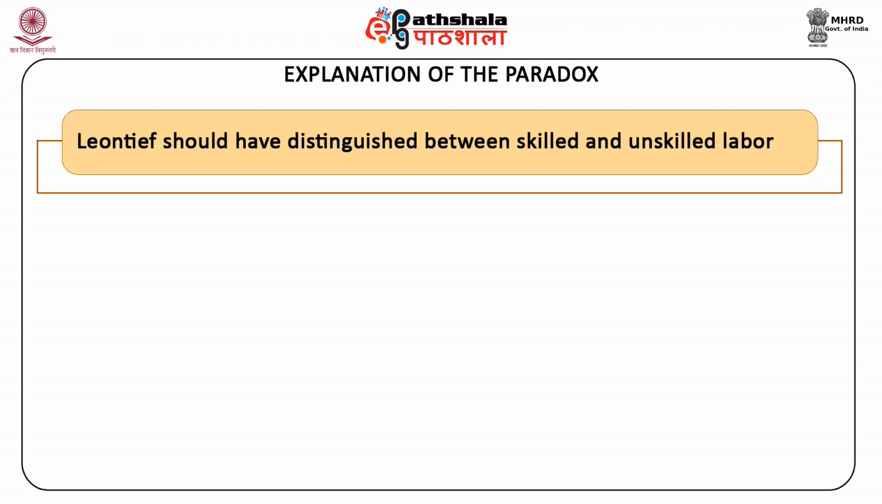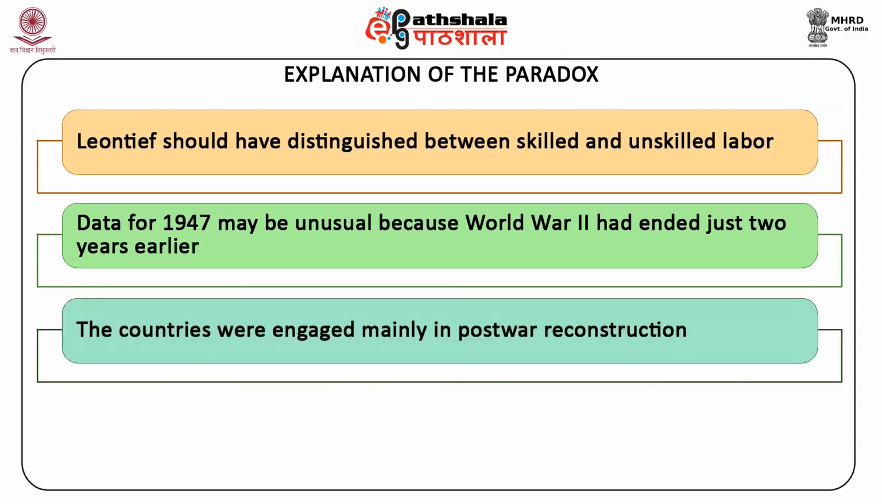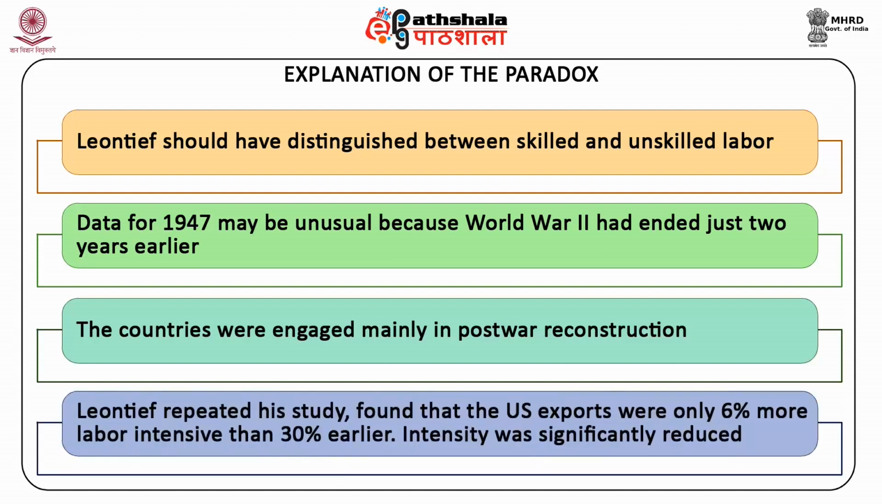1947 being a non-representative year. The data for 1947 may be unusual because World War II had just ended 2 years earlier. Countries were engaged mainly in post-war reconstruction. When Leontief repeated his study, taking 1951 data, he found that US exports were only 6% more labor intensive than imports, compared to 30% earlier. Though the paradox was not eliminated, the intensity was significantly reduced.